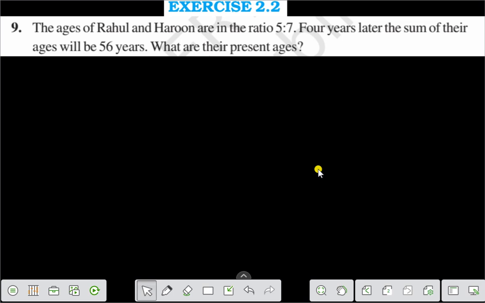Hello everyone, today we shall discuss exercise 2.2, question number 9. The ages of Rahul and Harun are in the ratio of 5:7. 4 years later, the sum of their ages will be 56 years. What are their present ages?